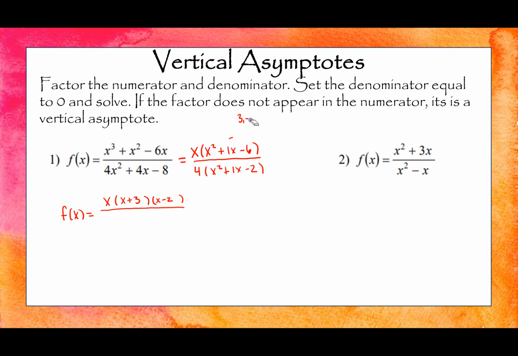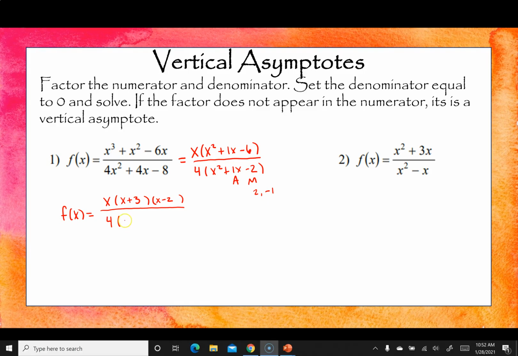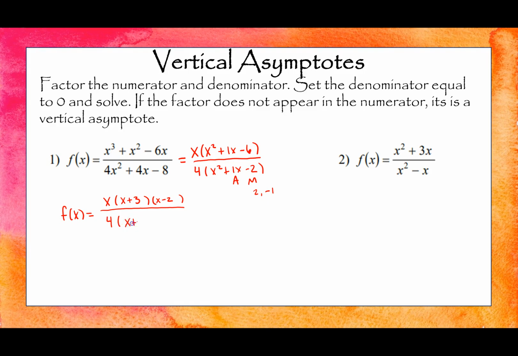So similarly, I do the same thing with my denominator here. I say to myself what adds to 1 and multiplies to -2. So that would be a 2 and a minus 1. So I will have the following. In the denominator, I still have that 4, but I'm going to have an x plus 2 and then an x minus 1. So I've basically done the entire first part. I have factored the numerator and the denominator.